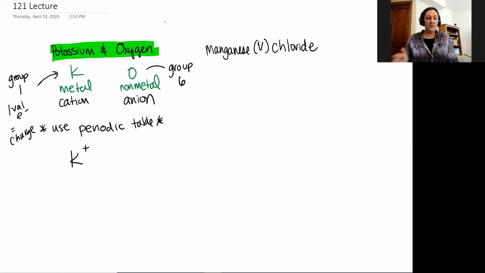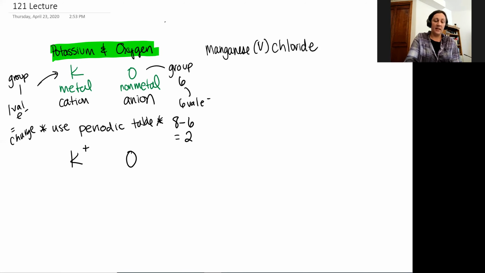Now my oxygen is in group 6. It has 6 valence electrons. I am going to determine its charge by taking 8 and subtracting its group number of 6 to give me 2. So I'll have a magnitude of charge of 2, and it'll be negative because it's an anion. So I'm going to write that here: my oxygen will have a -2 charge.